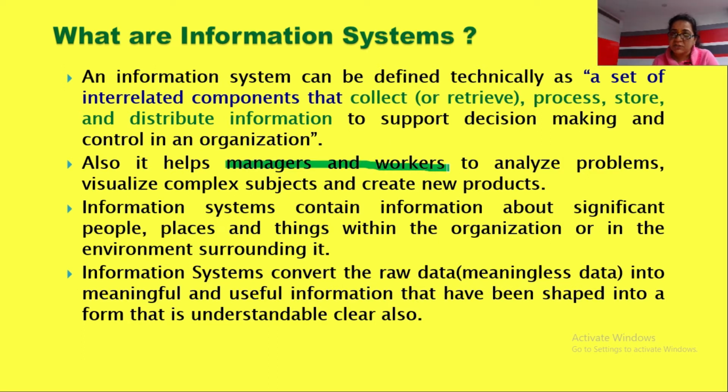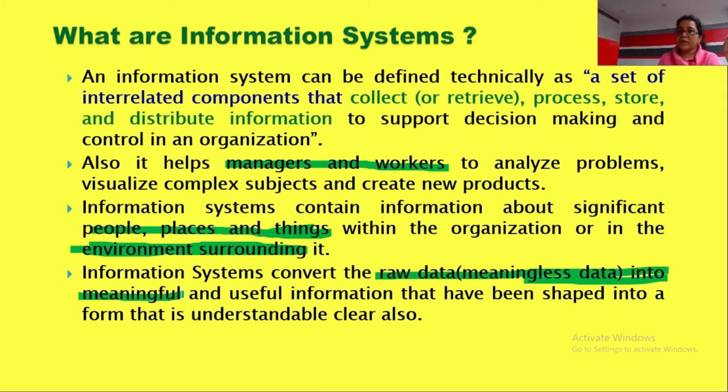Also, it helps the managers and workers to analyze the problems better, visualize the complex subjects and create the new products basically. Now, the information systems have the information about people, places, things and the environment in which the organization is actually working. The information system has the capability to convert the raw data, which is meaningless in nature, into meaningful information which becomes usable for the organization and understandable also.